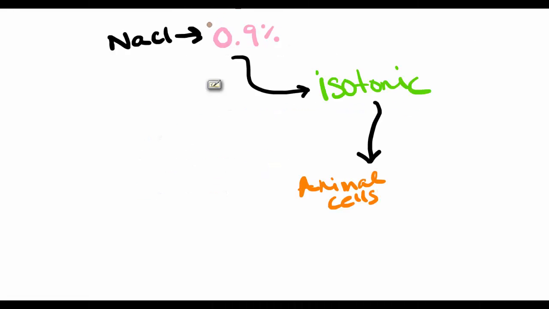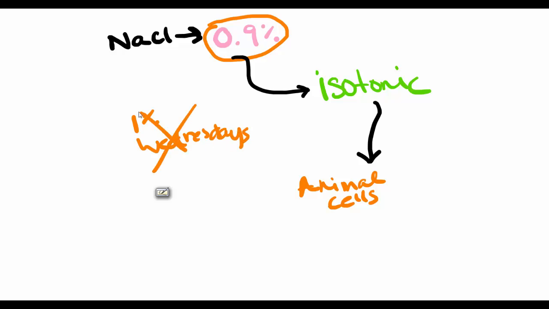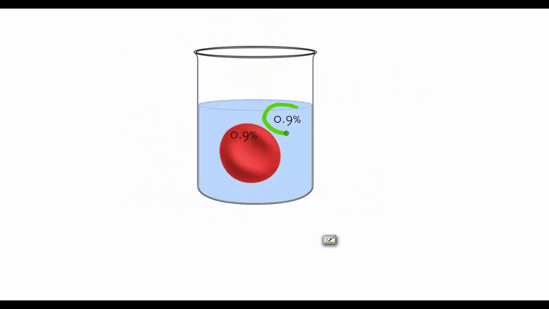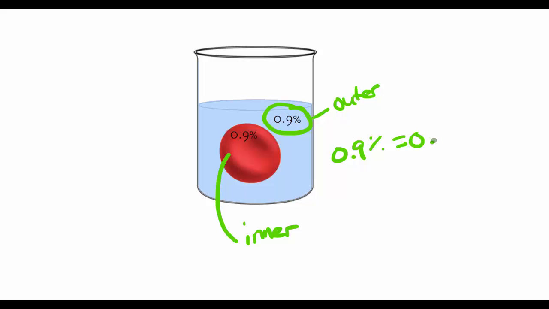Let's talk about numbers and examples. A 0.9% sodium chloride solution is isotonic to animal cells. This is the standard literature value, which means it doesn't change. It's 0.9% 24/7, not 1% on Wednesdays and 15% on Sundays. Knowing this, let's do some examples. Your cell contains 0.9% sodium chloride. However, the outer solution also has a solute concentration of 0.9% sodium chloride. If you remember, when both numbers are equal, there isn't much of a change. This is an isotonic solution.